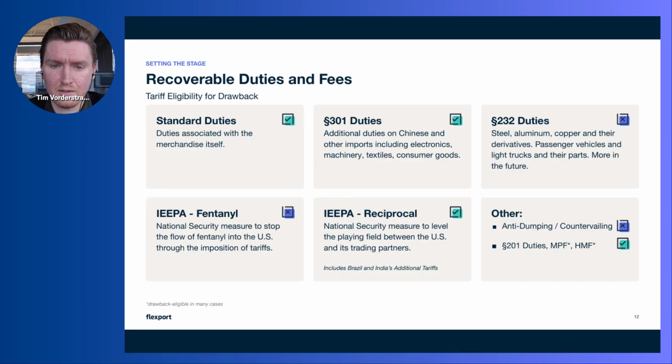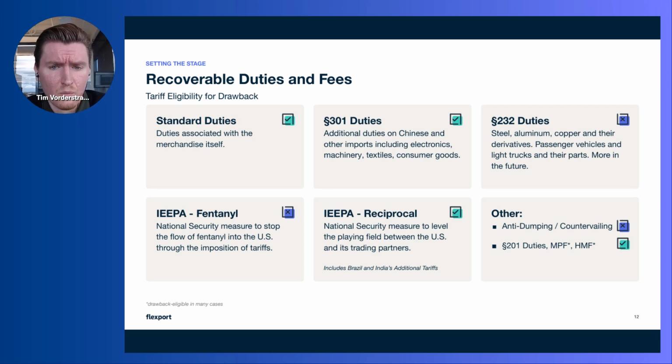I do want to call out, at this point, many of you who are claiming drawback might already know that your regular duties, anything that's attributed to your merchandise, those tariffs, those duties are claimable through drawback. Your 301 tariffs, so the ones that were established in Trump's first presidency that are still around today, those are eligible for drawback. What's not eligible is your 232s, your IEEPA fentanyl, the anti-dumping, countervailing, things like that. But the IEEPA reciprocal, your 201s, and in most cases, your MPF, your HMF are also claimable through drawback.